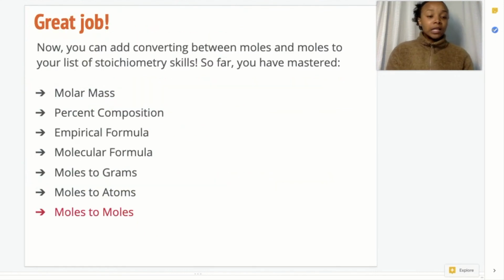Cool. So this is it. You guys have been doing a really great job progressing through stoichiometry, especially since you're not in the classroom. So far, I wanted to celebrate what you've learned. You've done molar mass, percent composition, empirical and molecular formula, moles to grams, moles to atoms, and now moles to moles. Chemist. You probably are going to know more than me soon.